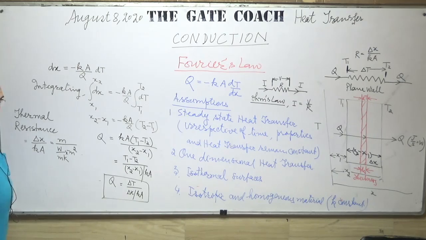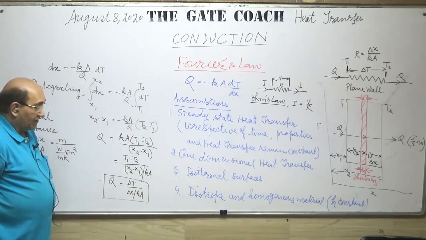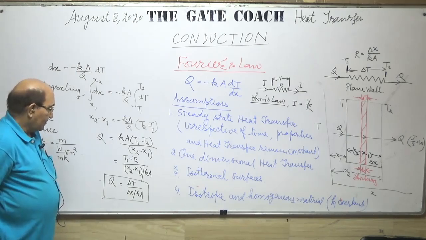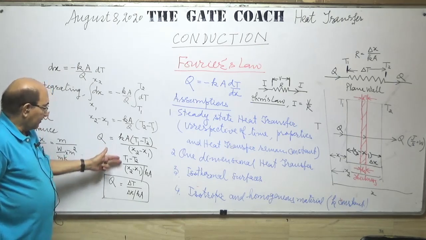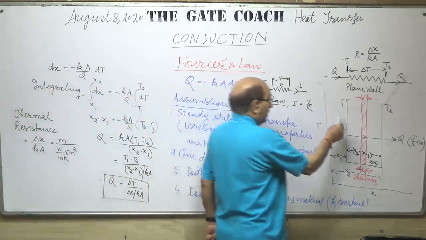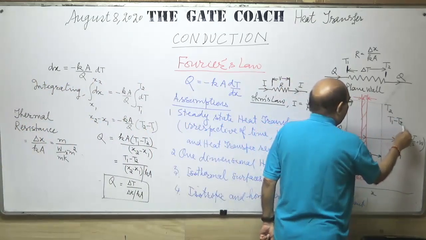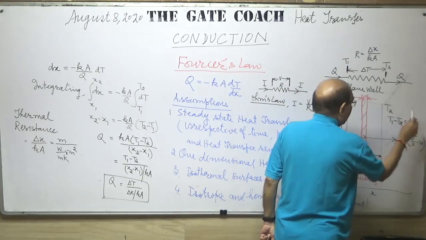Is it all okay? Sir, someone is saying it will be delta T. Which should be delta T? What is delta T? Delta T I have written T1 minus T2. This surface is at temperature T1. This is at T2. The difference in temperature is delta T.